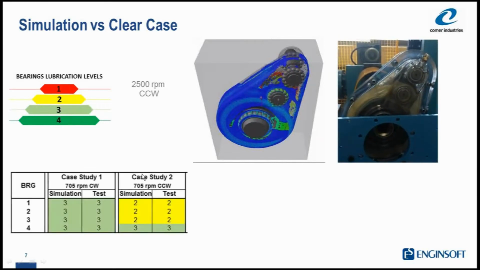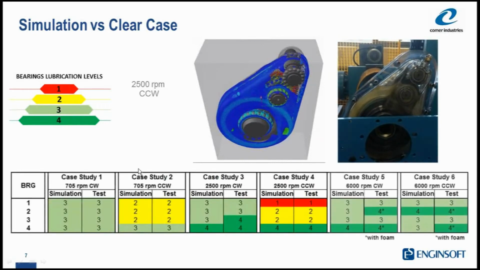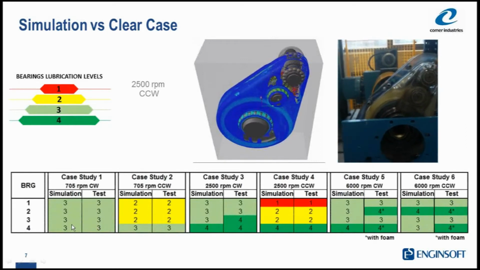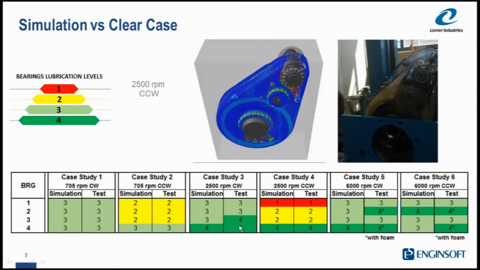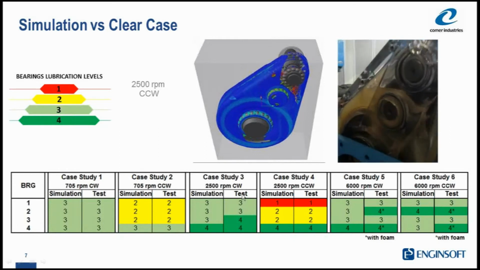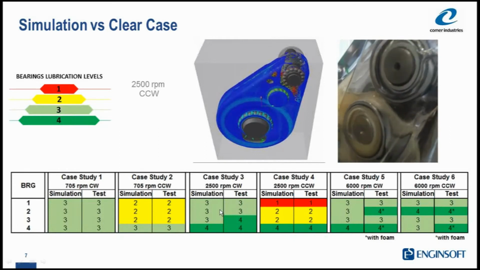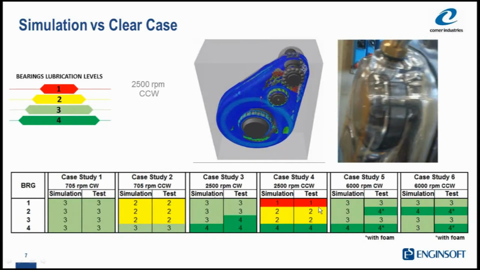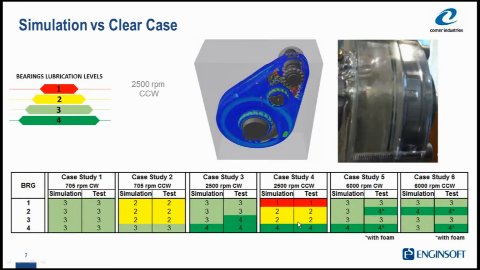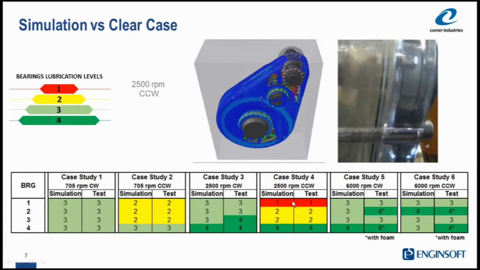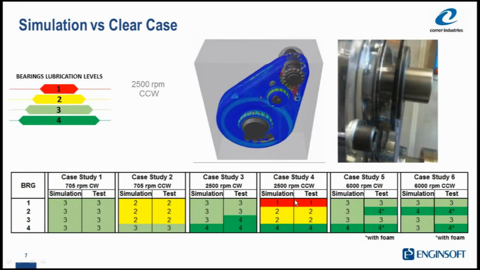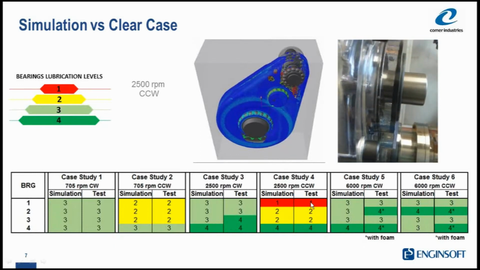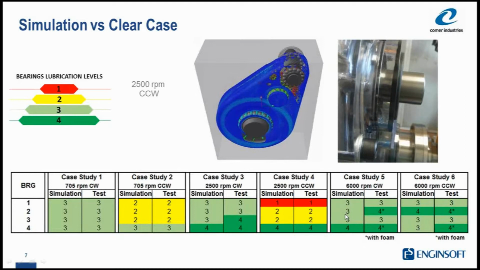So in the study, they compare different working conditions, and they saw that there was a good agreement between the test data and those data that were coming from the simulation themselves. So we can see that indeed, where the simulation suggested that the area was really poorly lubricated, the test was telling the same.